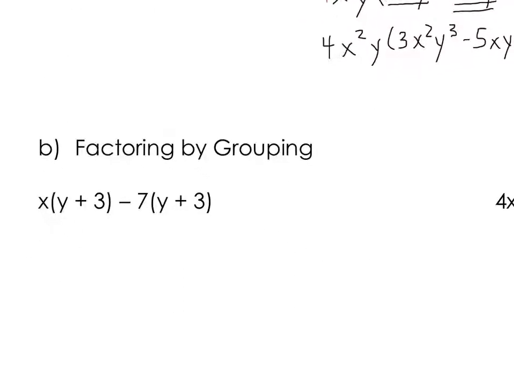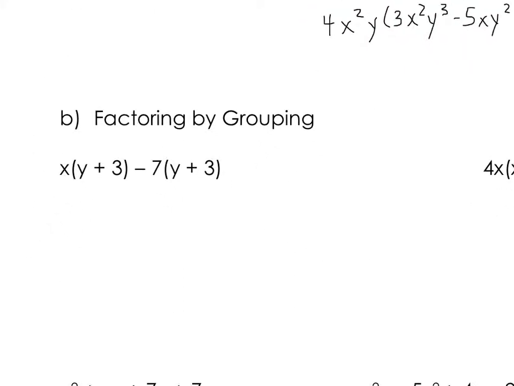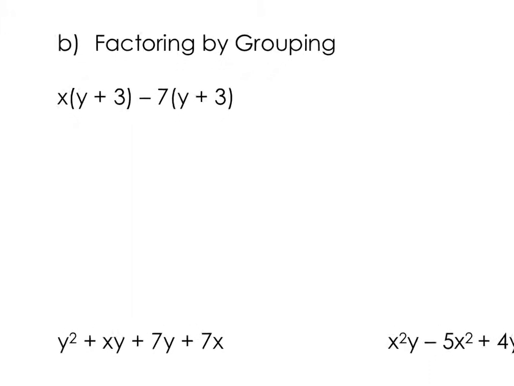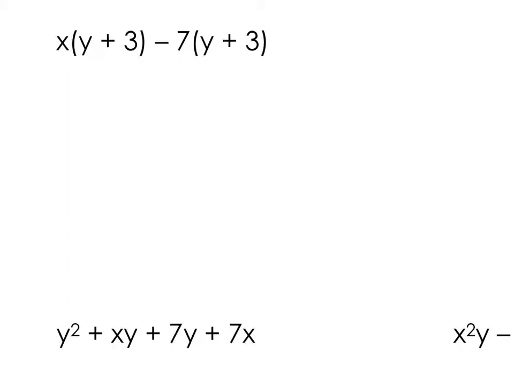When you have four terms, you want to do something called factoring by grouping. Let's introduce factoring by grouping by having this problem. Notice that this problem is partially factored.